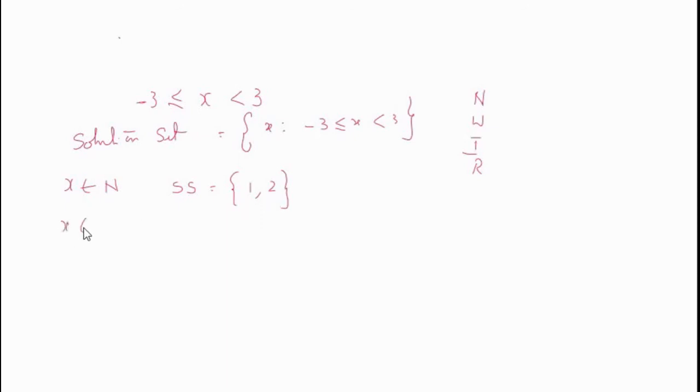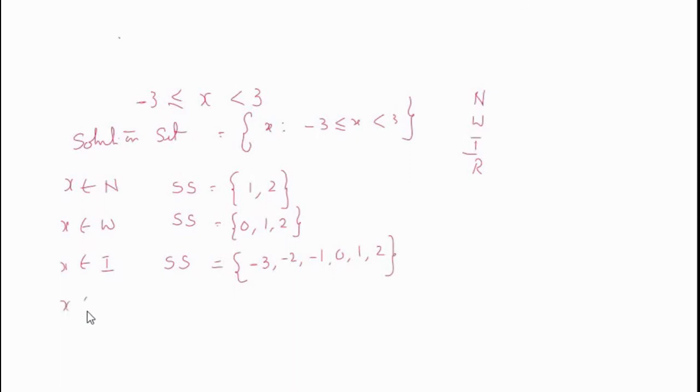Now x belongs to whole numbers. The solution set is 0 and then the natural numbers. When x belongs to integers I, now what is the solution set? x is greater than or equal to minus 3. So minus 3 is also an integer. So minus 3, then minus 2, minus 1, 0, 1, 2, because 3 is not included. It is less than 3.